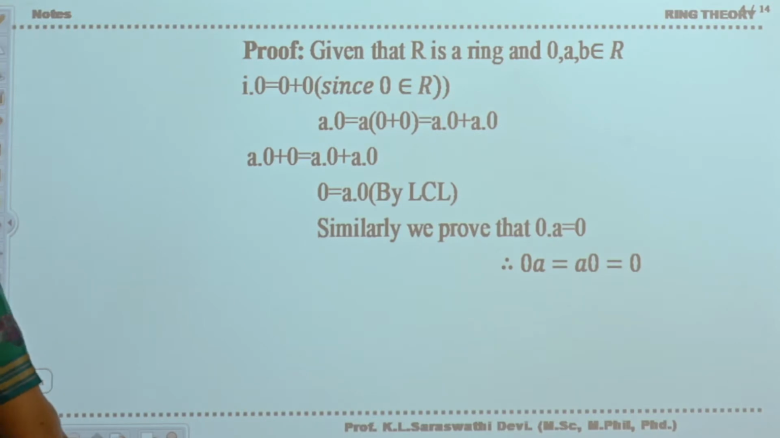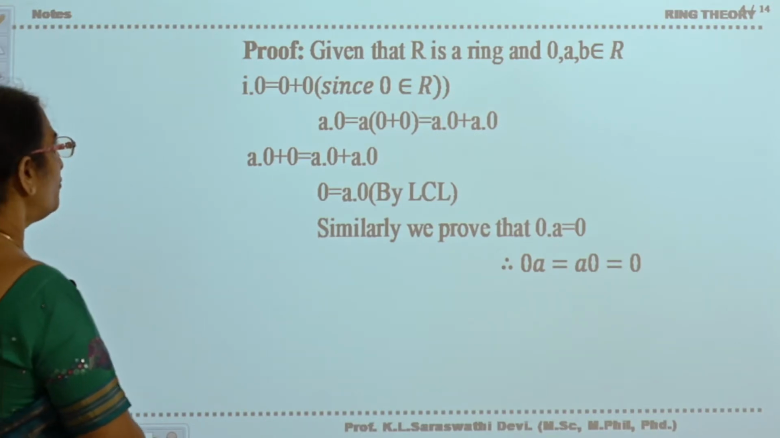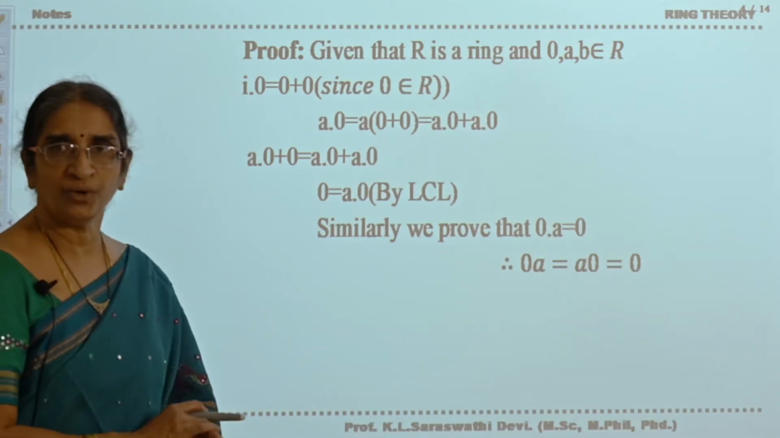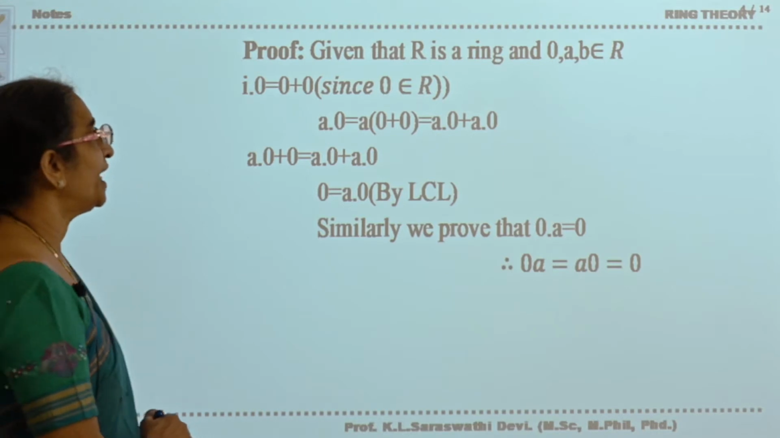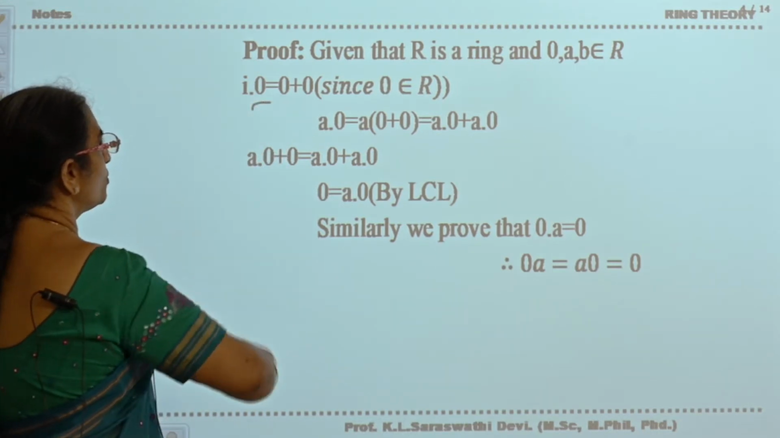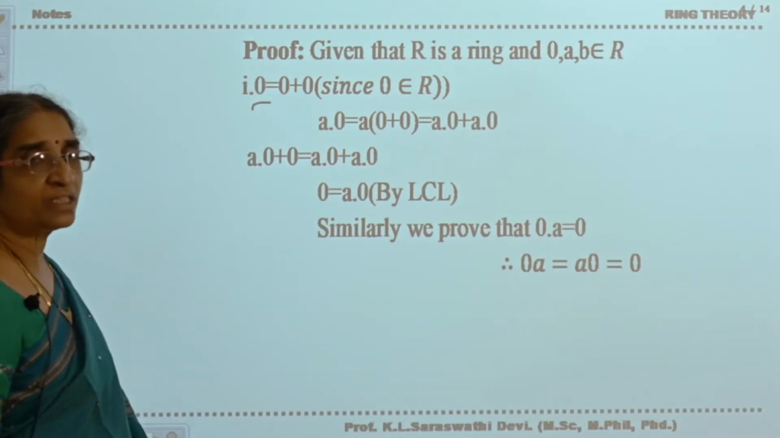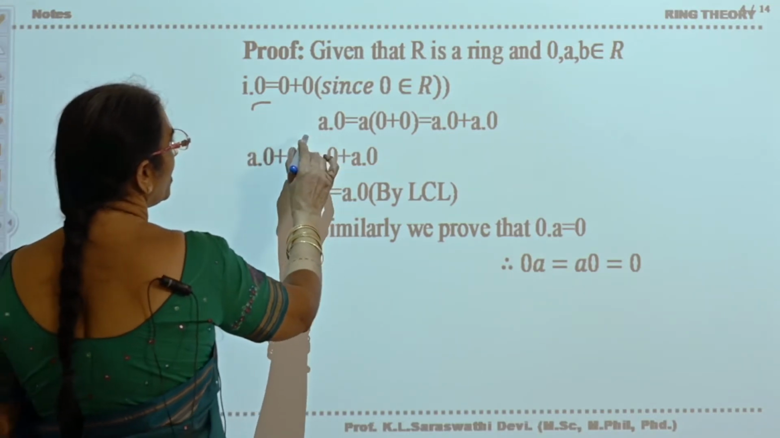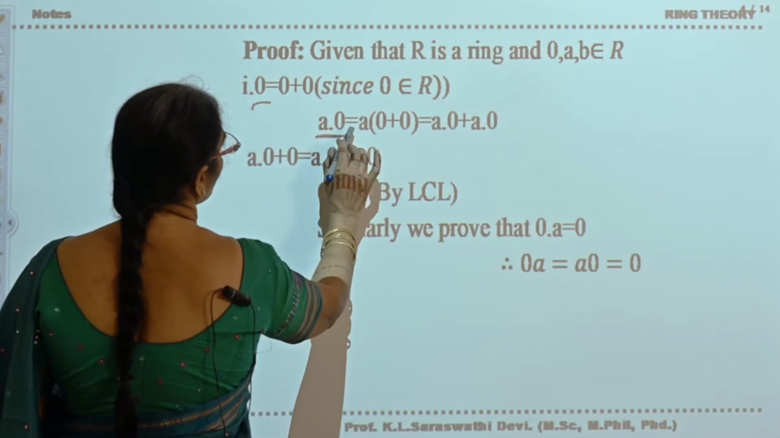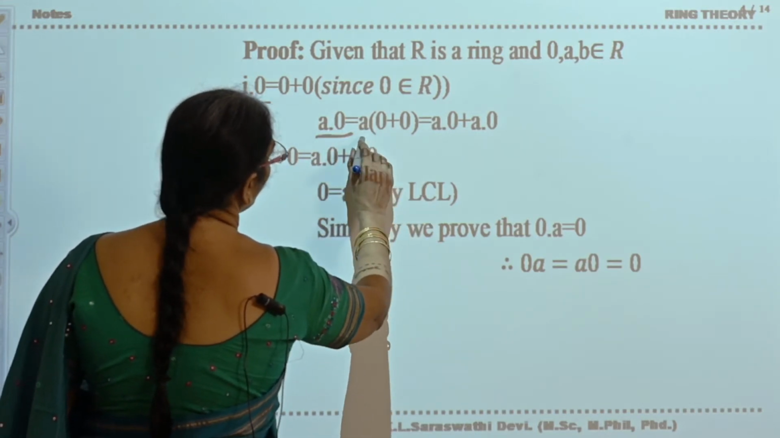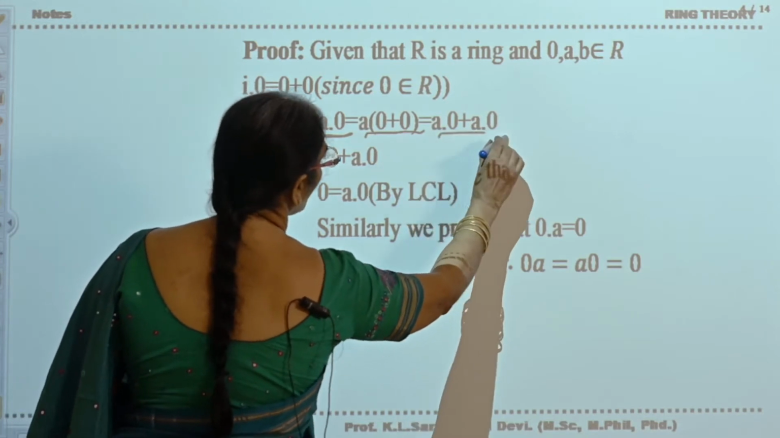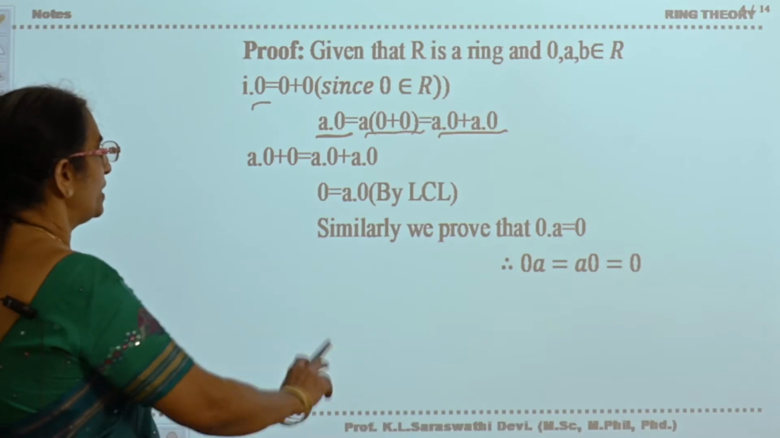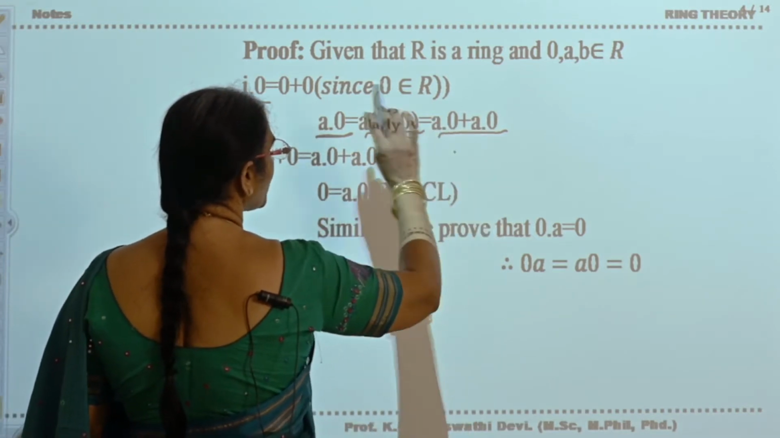Now, what is the first property to prove? a·0 = 0. Take 0, which is in R. Therefore, this can be written as 0 + 0 in R. And you can take a·0. Then a·0 = a·(0 + 0). Because R is a ring, the distributive law is satisfied. Therefore, a·0 + a·0. Now, a·0 = a·0 + a·0.